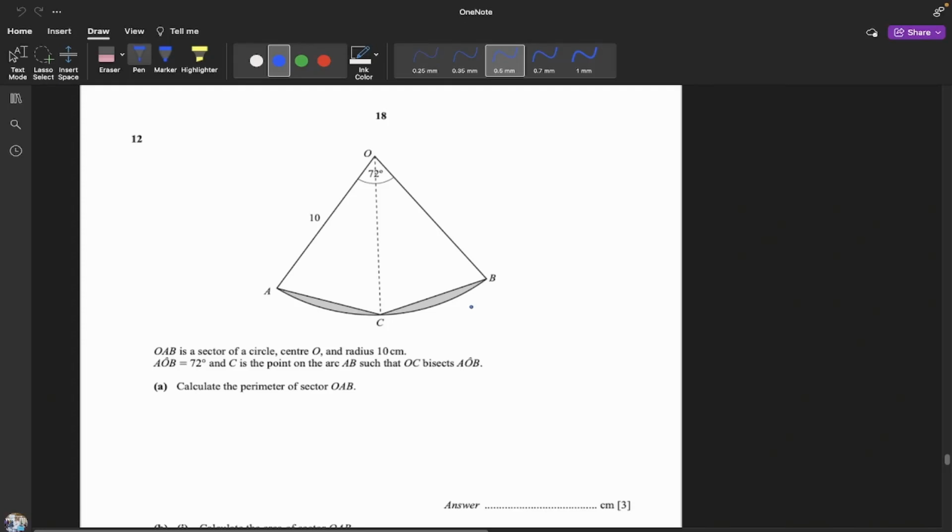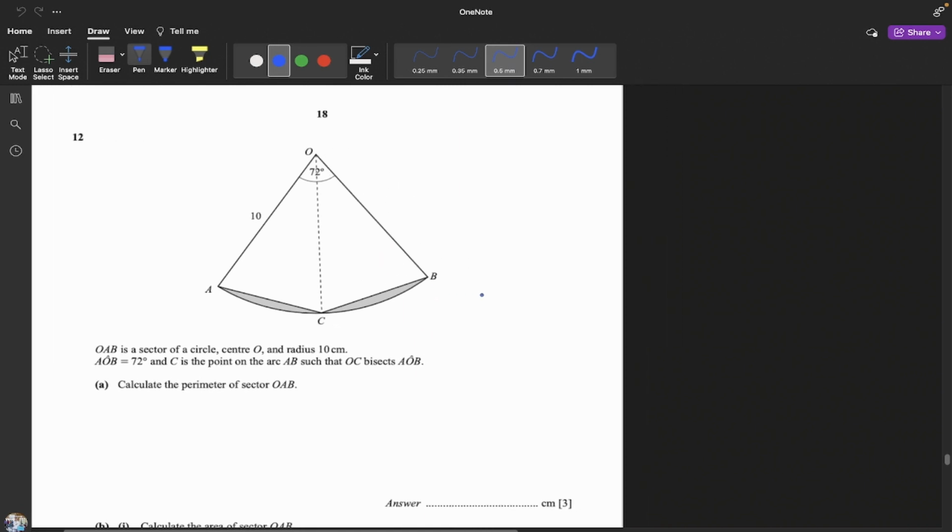This paper is a continuation of the previous paper. So if you already have that paper, you can continue this question. This is the last question, a geometry question, and I found that most of the students struggle to do this question. So we'll get into this and we'll discuss it thoroughly.